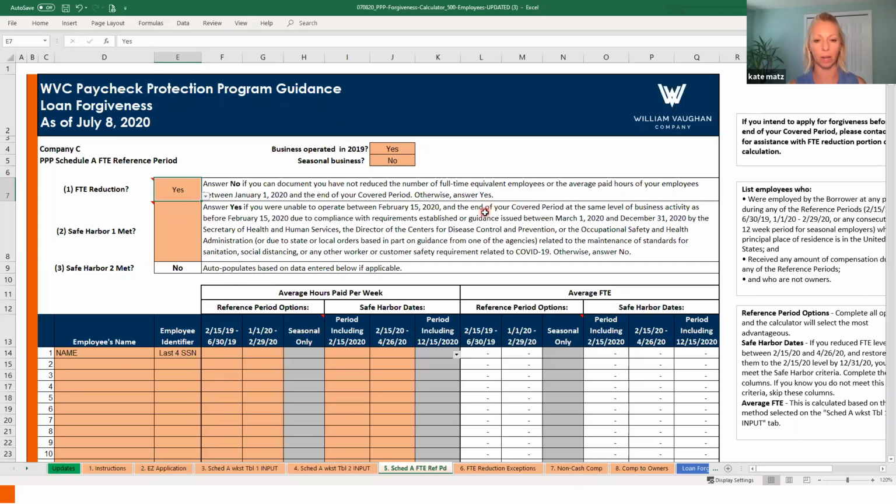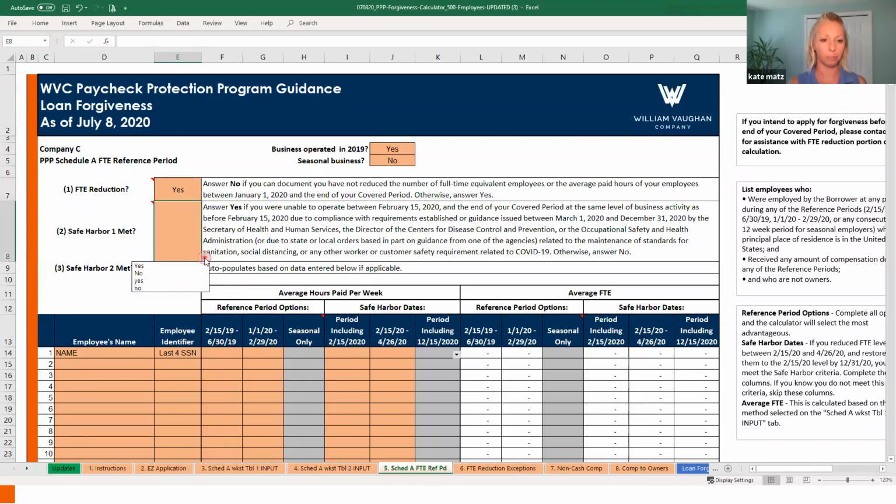And this basically says, all right, if you had reductions in your FTEs, but the reason for those reductions was because you were complying with government guidelines or mandates for social distancing, safety, sanitation, etc., related to COVID-19, we're going to hold you harmless for those reductions. So we're not going to reduce your forgiveness for that. So you'll answer yes here if the reason for your FTE reductions was because you were following those federal, state, or local guidelines or mandates.